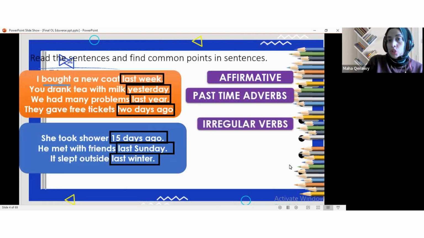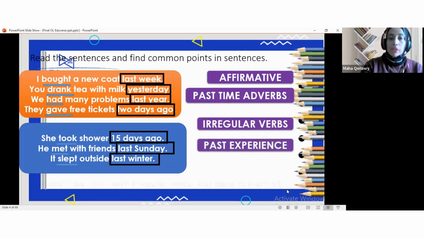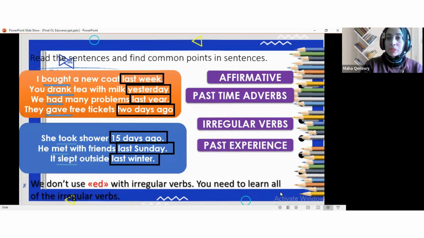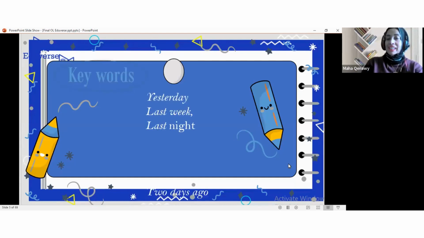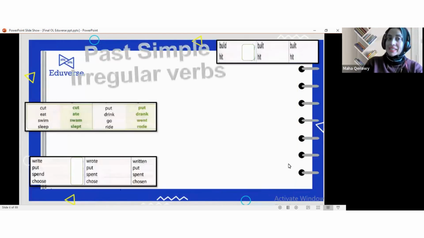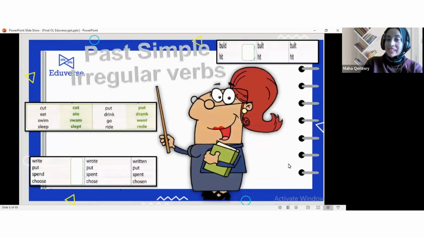If we're going to discuss the irregular verbs, here are the irregular verbs. Remember, you have to study them all very well. Like cut, put, eat, ate, swim, swam, slept, ride, rode. I rode the bike yesterday. She wrote a letter a minute ago. These irregular verbs are fixed on your Eduverse LMS, and you have to study them very well.